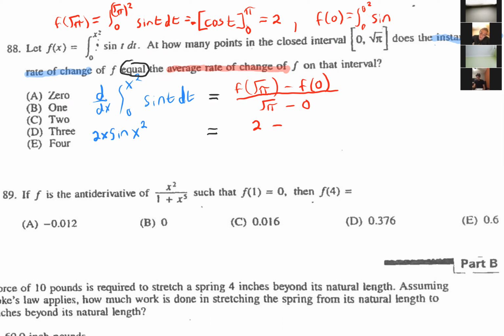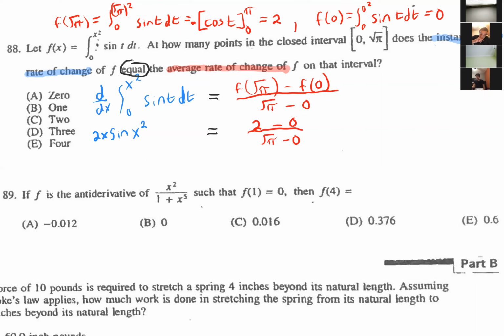It's just 0. The integral from a number to the same number is always 0, so it doesn't even matter what the rest is. This just equals 0. It's 2 minus 0 over square root of pi minus 0. This is a good problem. It covers a lot of stuff.